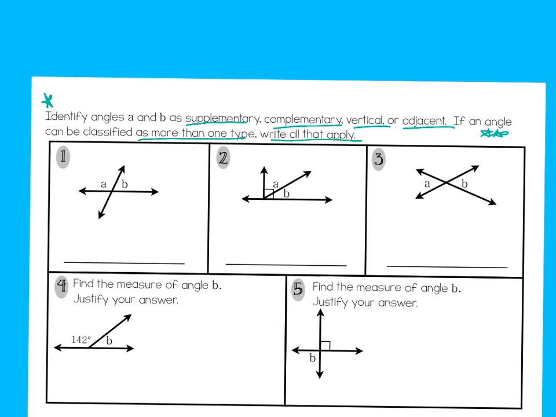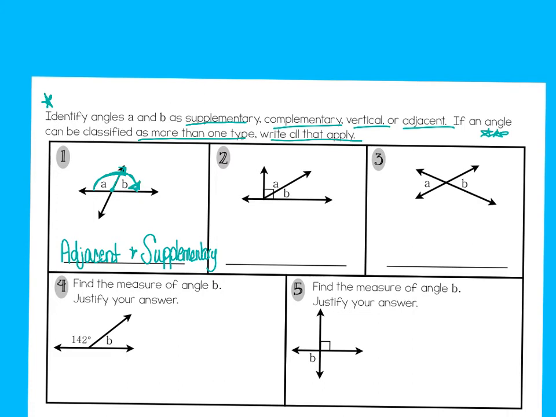Okay? So, for number 1, angles A and B, how would you categorize these angles? Well, they would be adjacent, because they share this side and they share this vertex, and they would be supplementary because when put together they form a straight line, and a straight line has an angle measure of 180 degrees.